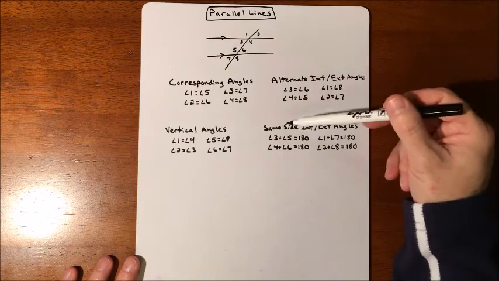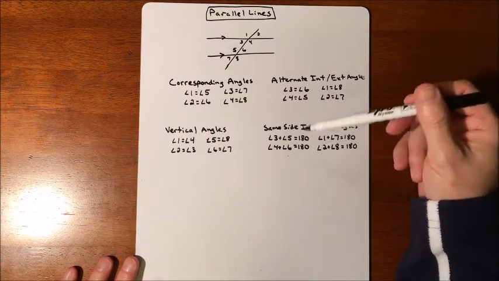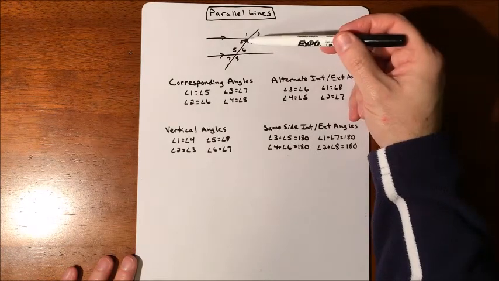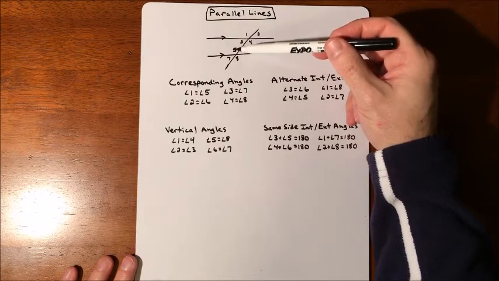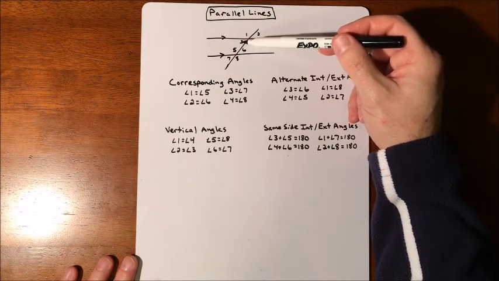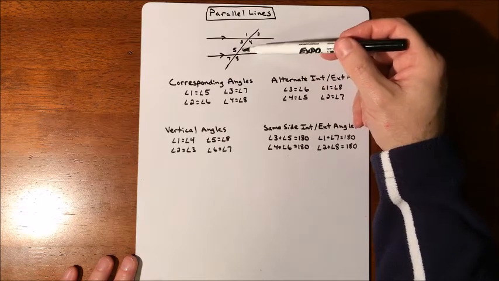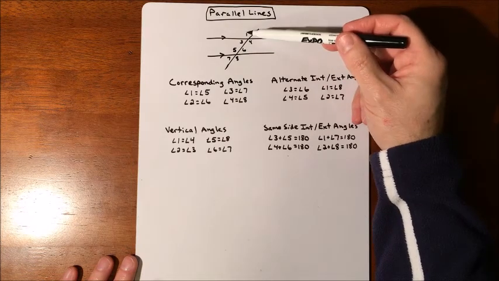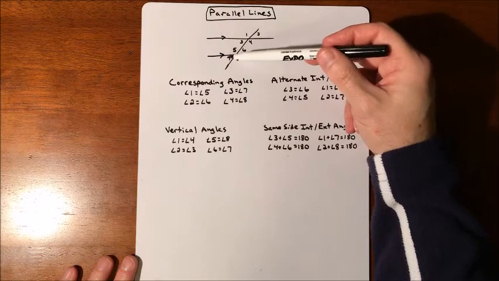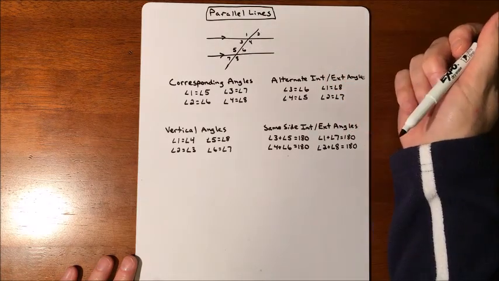You also have same side interior and same side exterior angles, and they're supplementary. Angle 3 and 5 are on the same side and they're in the interior. They're going to be supplementary to each other, which means they add up to 180. 4 and 6 would add up to 180. Same side exteriors are 1 and 7, so 1 and 7 would add up to 180. 2 and 8 would add up to 180.